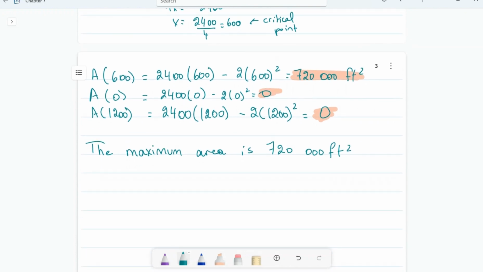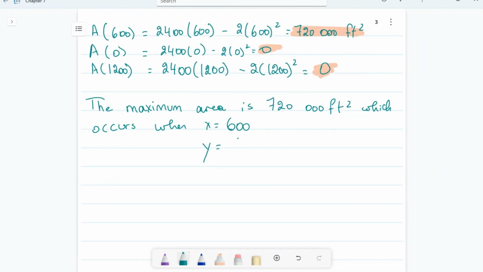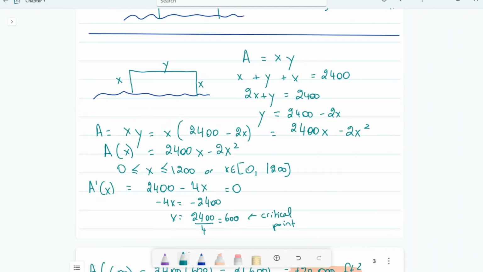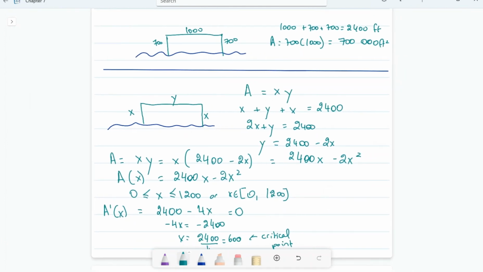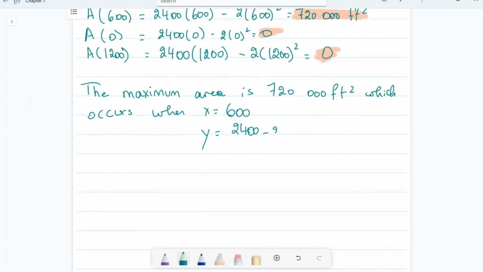It occurs when x equals 600 and y equals... So above we found that y is equal to 2400 minus 2x. So this is 2400 minus 2x, which is equal to 2400 minus 2 times 600. And this gives 1200.